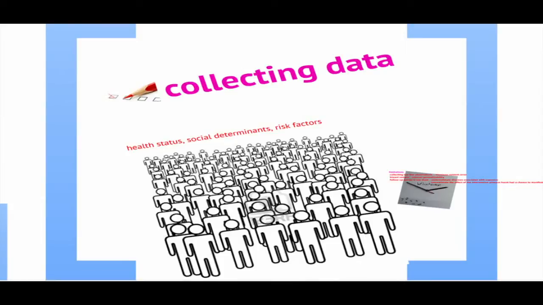Okay, so we collect data, and we usually collect data in epidemiology in big communities, and we look at health status, we look at social determinants and risk factors. Now, social determinants can be risk factors as well. When I talk about social determinants, does anybody have an idea of what I'm meaning by the term social determinants?